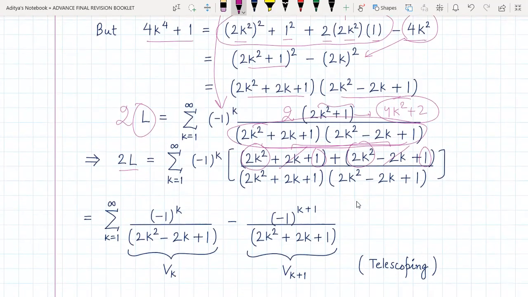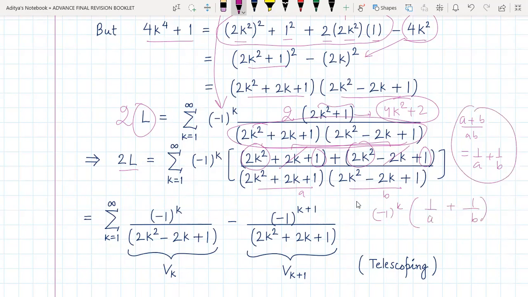Now I have broken this up. How have I broken this up? Let us try to understand. So whenever we have (a plus b) upon ab, obviously it can be written as 1 upon a plus 1 upon b. So that's what's happening here. If this is a, this is b, then in the numerator we were having minus 1 power k into (a plus b). So that's what I've written as 1 upon a plus 1 upon b due to this thing. And then I'm opening this up, minus 1 power k upon a plus minus 1 power k upon b. But what I'm doing now is changing the plus into minus because minus 1 into minus 1 will again give us plus only.